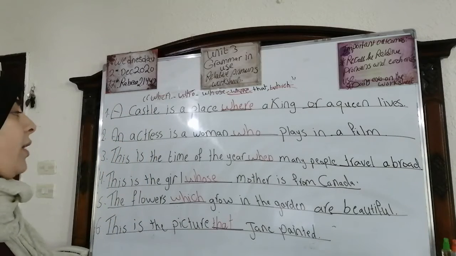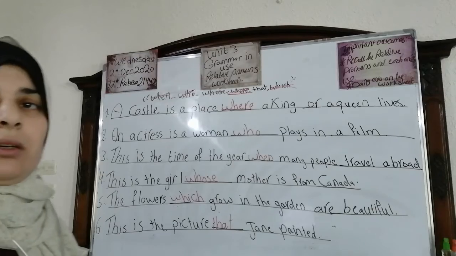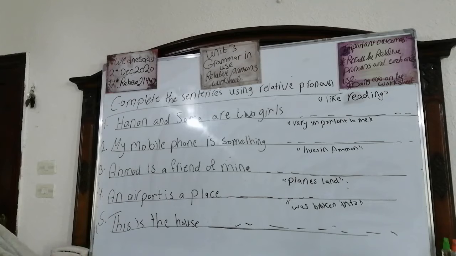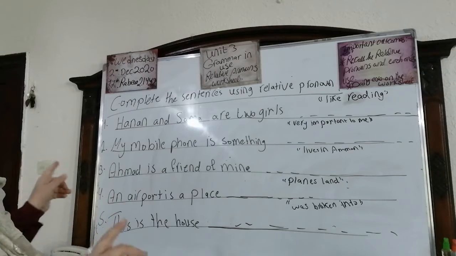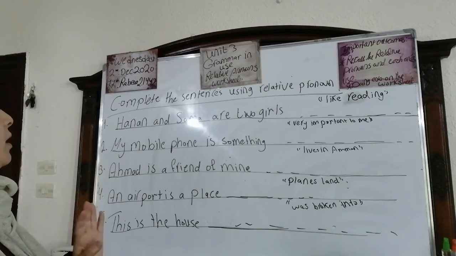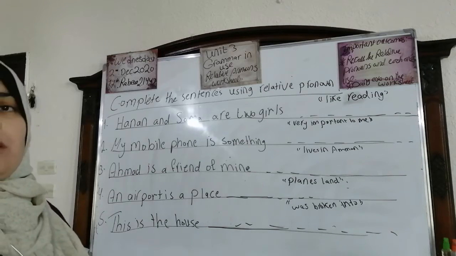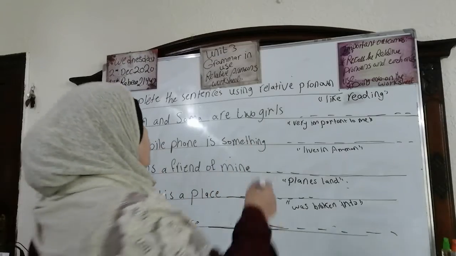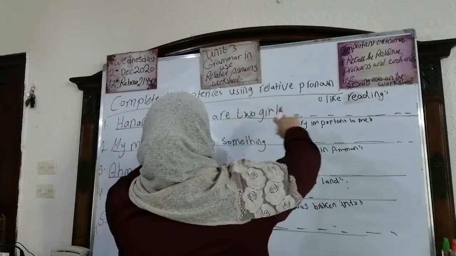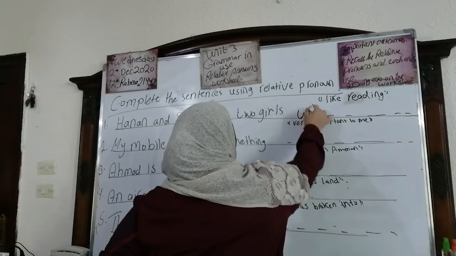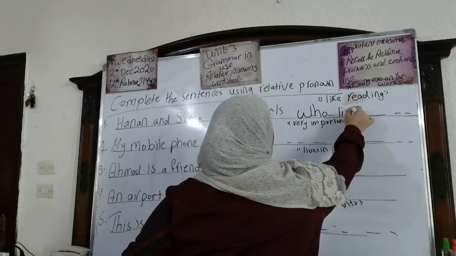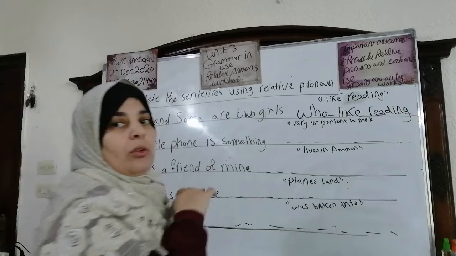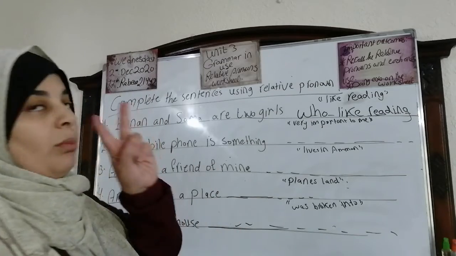Deal? Okay. Now, stay with me. I'm coming back. Now look at this exercise. Complete the sentence using relative pronoun. Okay? Now we have number one. Hanan and Sema are two girls like reading. We're going to add only the relative pronoun. This is a very easy question. So what are we going to say? So we're going to say Hanan and Sema are two girls who like reading stories, mysterious stories, whatever you want. Okay? Who like reading. Both of them.